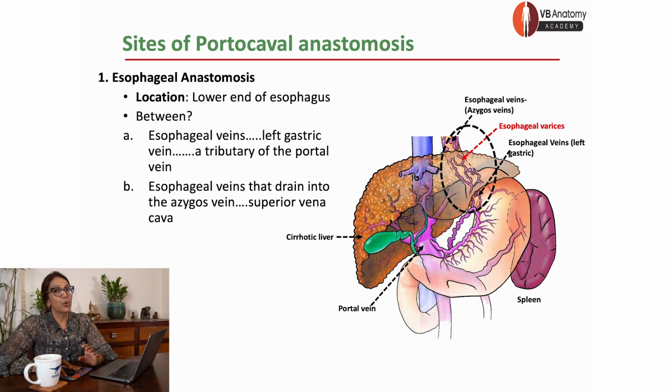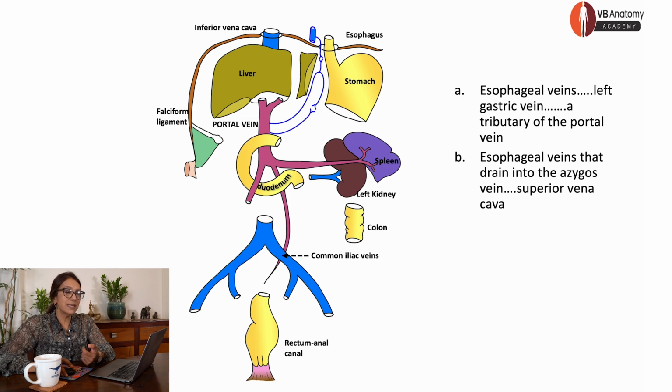One day, there is portal hypertension. Now, this becomes a way by which blood begins to make its way up. Because the portal vein is not allowing further flow, blood begins to pass through these veins. What happens to these veins now?